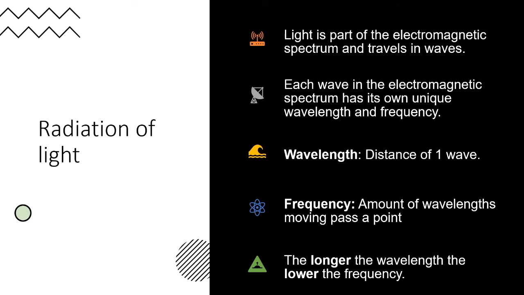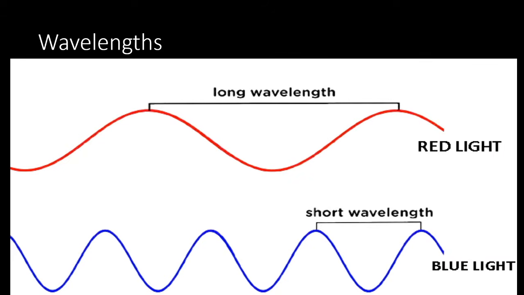Now let's look at the difference between what a wavelength is and what a frequency is. Wavelength is measured from one wave to another. So if we start here, this is the top of one wave and this is the top of another. This determines the wavelength of the light traveling here. If we have a look at blue light, it has a shorter wavelength because the distance between these two waves is a lot shorter. Like we've mentioned previously, the longer the wavelength, the lower the frequency. The shorter the wavelength, the higher the frequency.